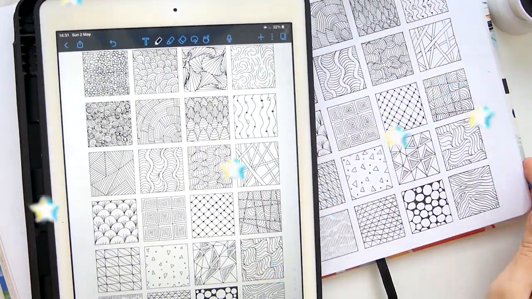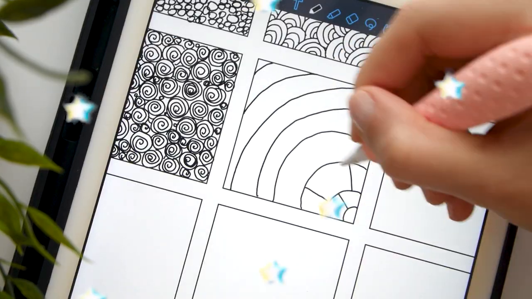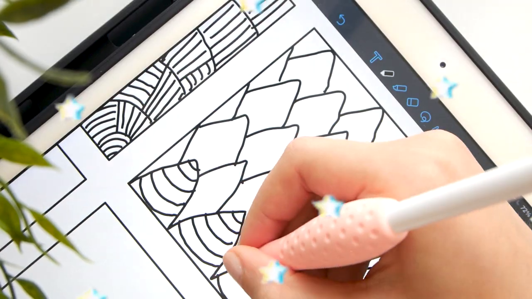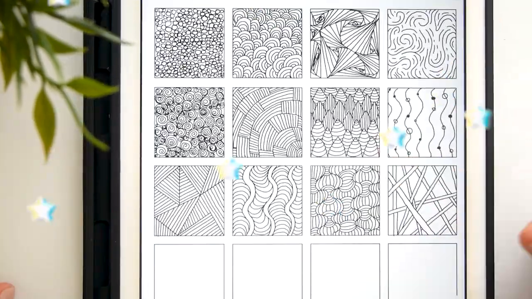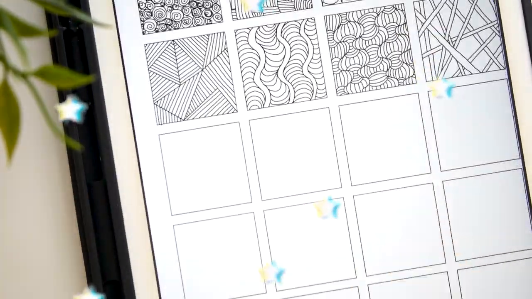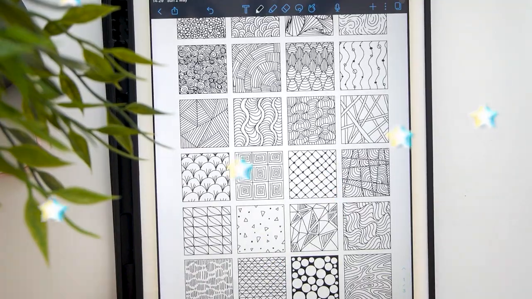Today I'm recreating the most popular doodle pattern spread that I made exactly 5 years ago, but this time I'm going to do it digitally. You don't have to have an iPad or an Apple Pencil to follow along, you can doodle on paper instead.